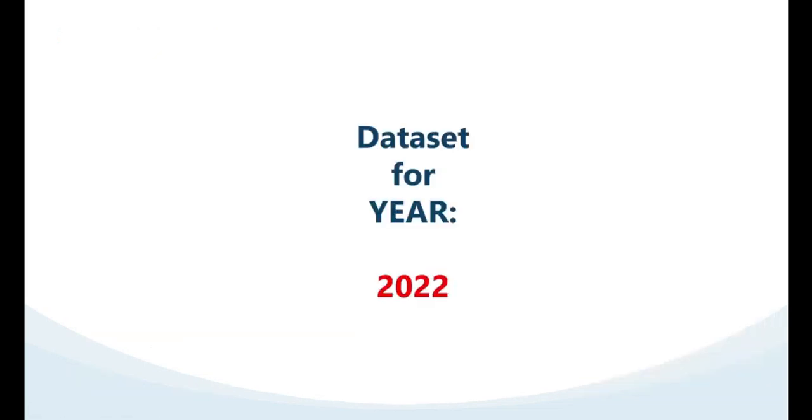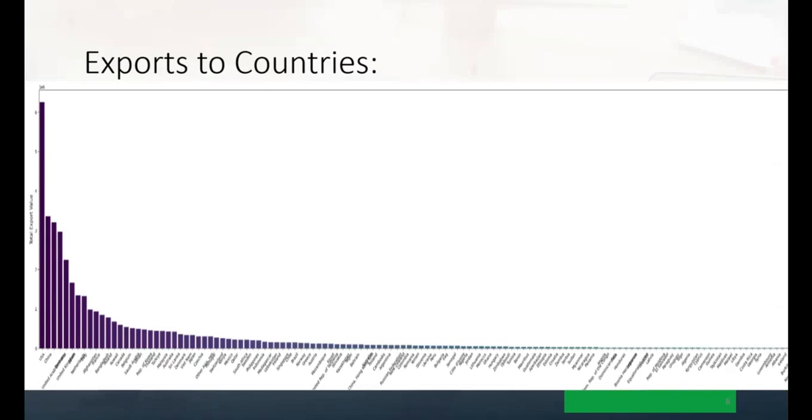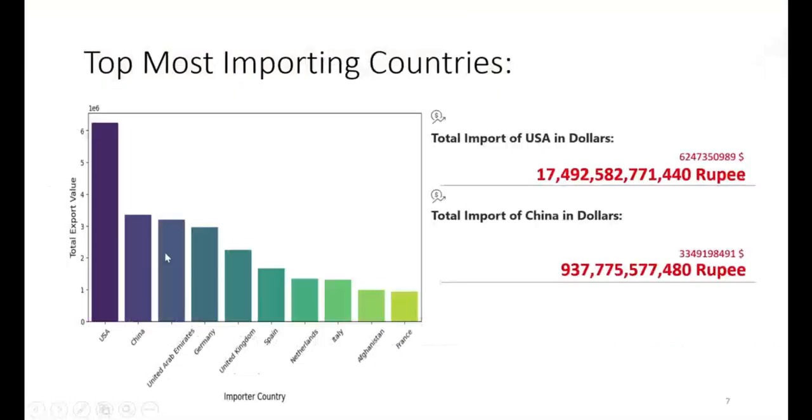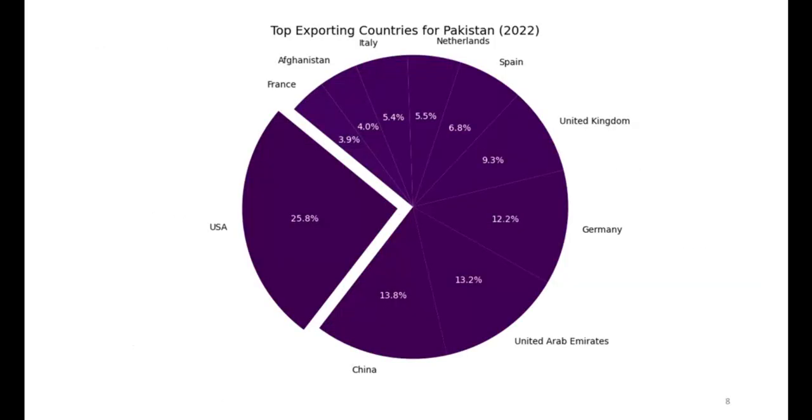First of all, I take the dataset of the year 2022. This graph shows us all the countries which import from Pakistan, and the leftmost country represents the top importing country from Pakistan. Here are the top 10 countries which import the most from Pakistan, in which the first is USA, then China, then United Arab Emirates in 2022. And here are the values in dollars and Pakistani rupees of USA and China, and so on. From this, we analyze that the top importer country is the USA, and here are the percentages of the year 2022, in which the top is the USA, at 25.8%.